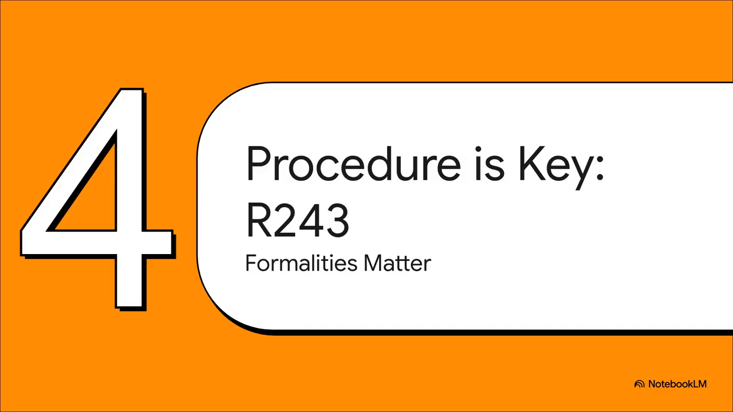Okay, so if Rule 242 is the what gives you the power, then Rule 243 is the how. It's the strict procedure you have to follow. And let me be clear, getting this wrong is just not an option. One slip up on the formalities in Rule 243 and your notice can be completely invalid.